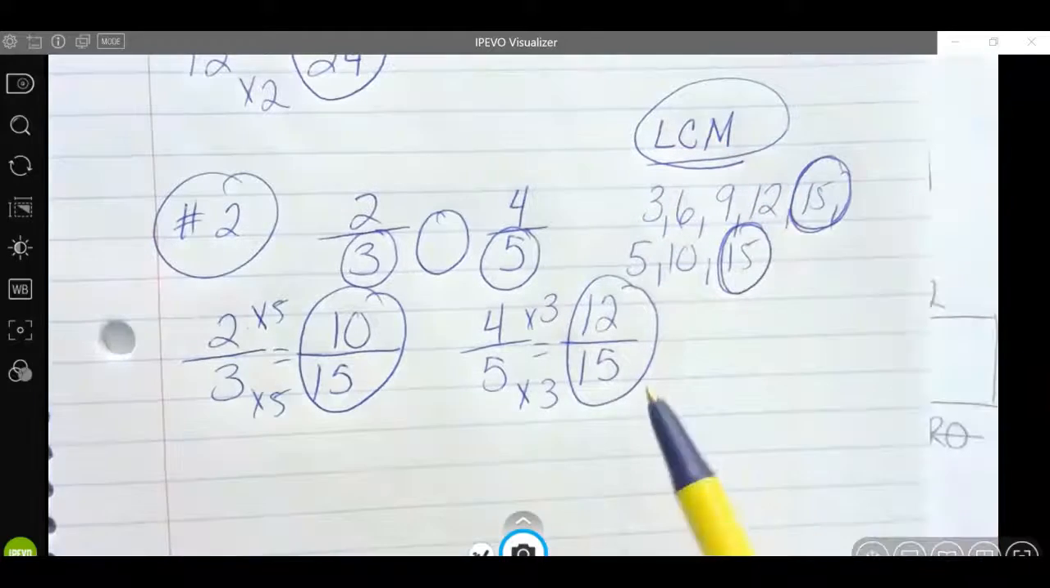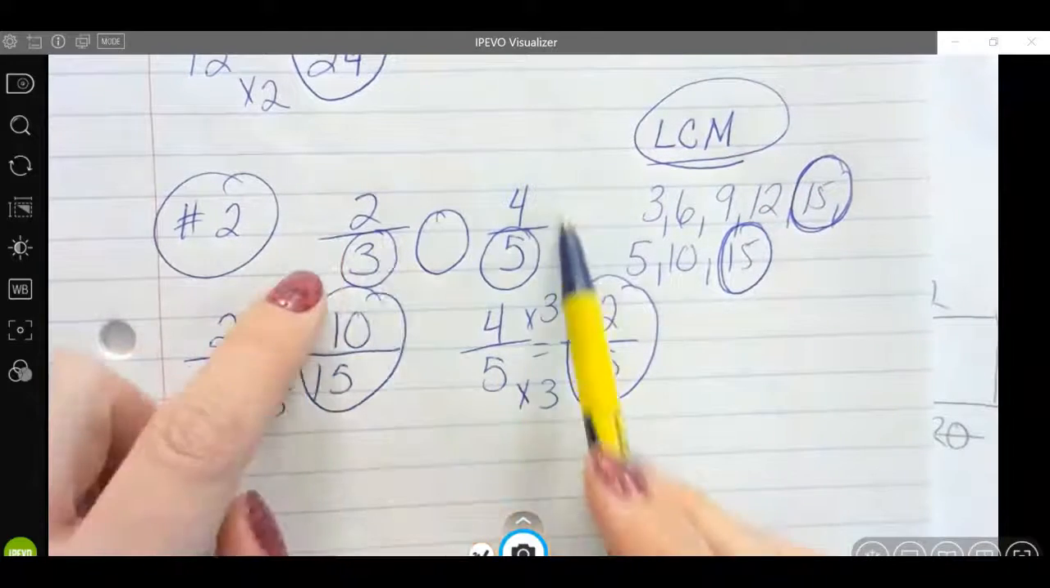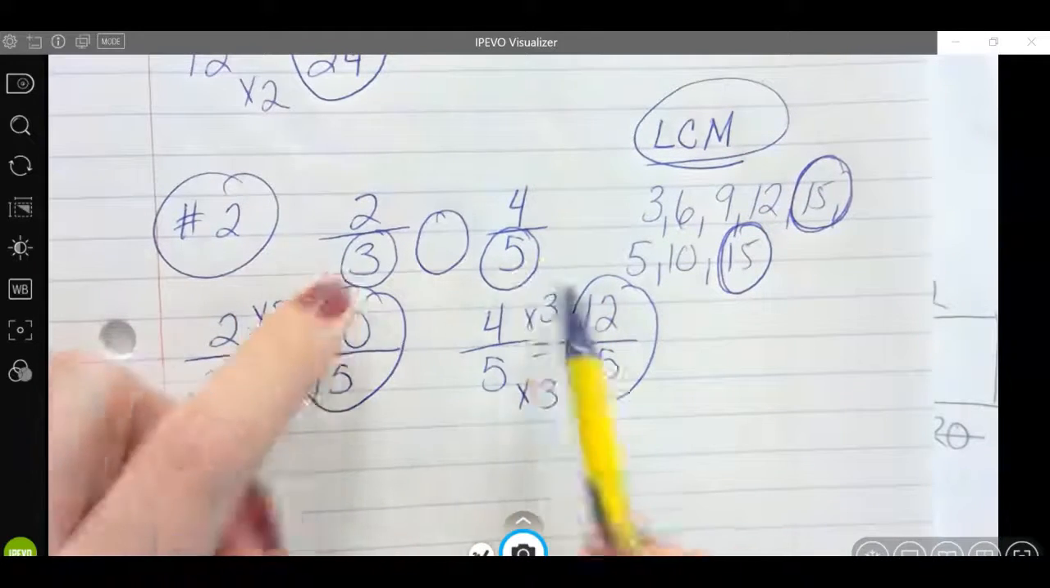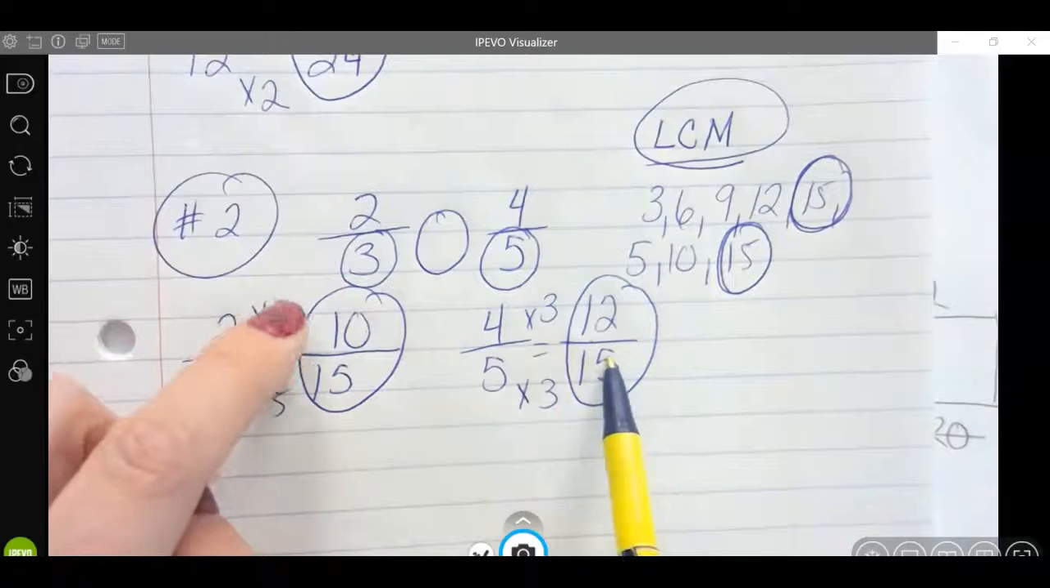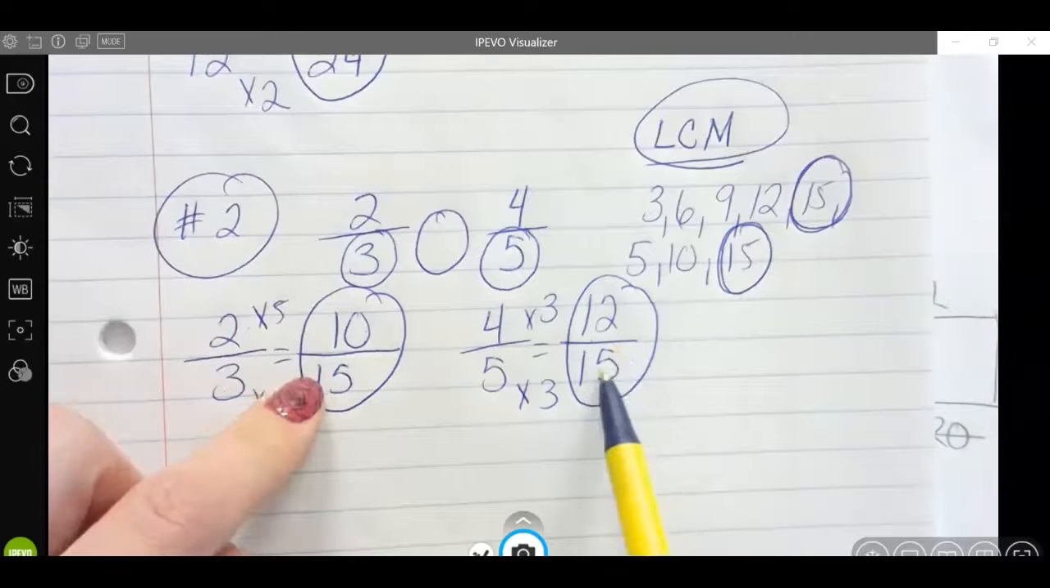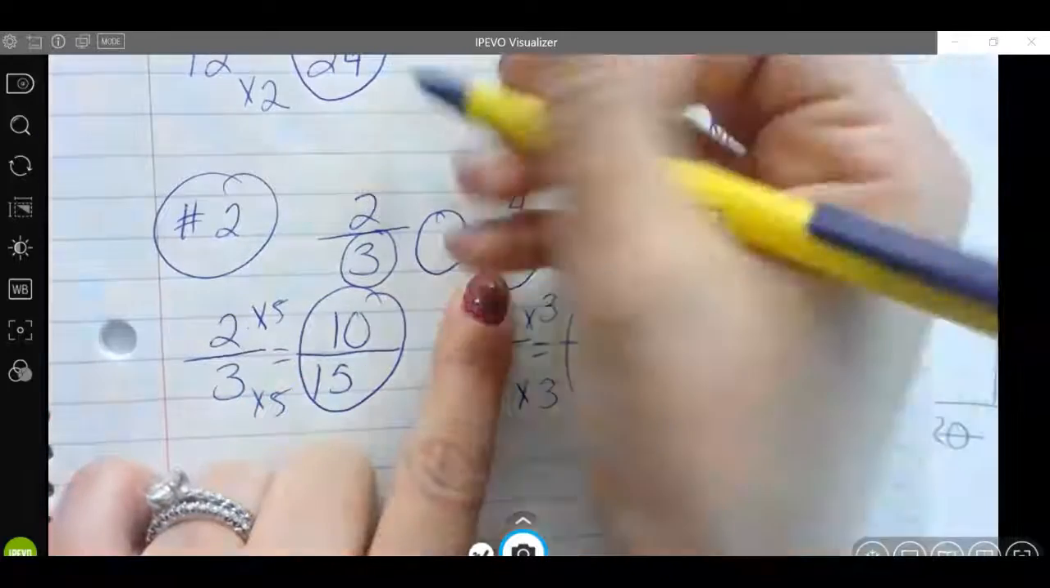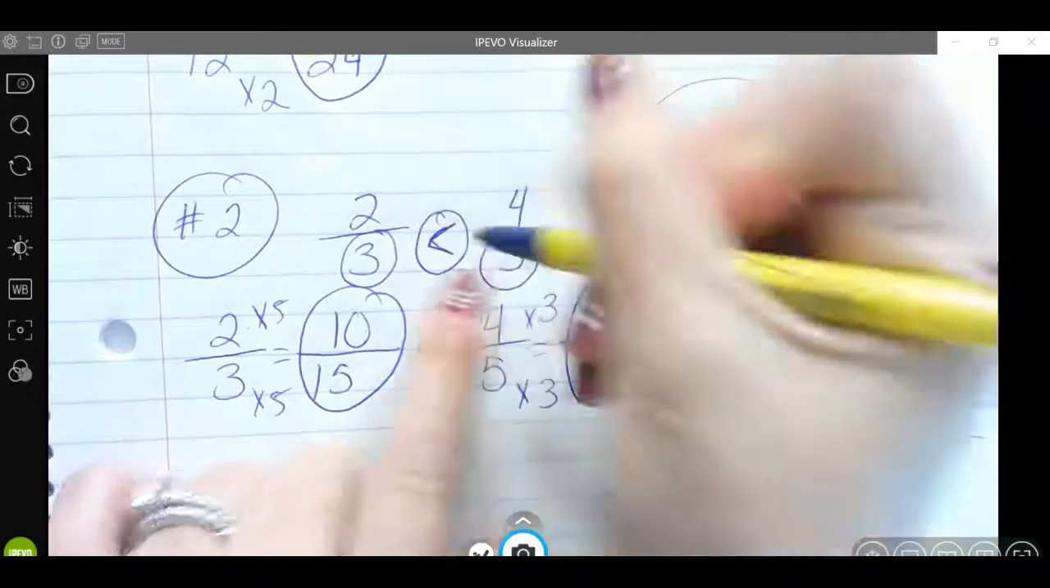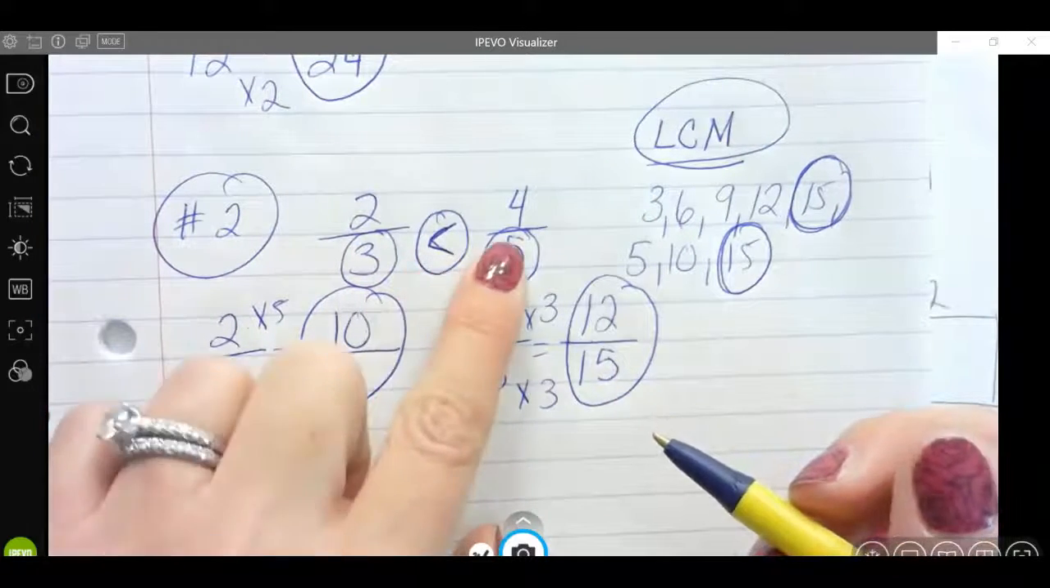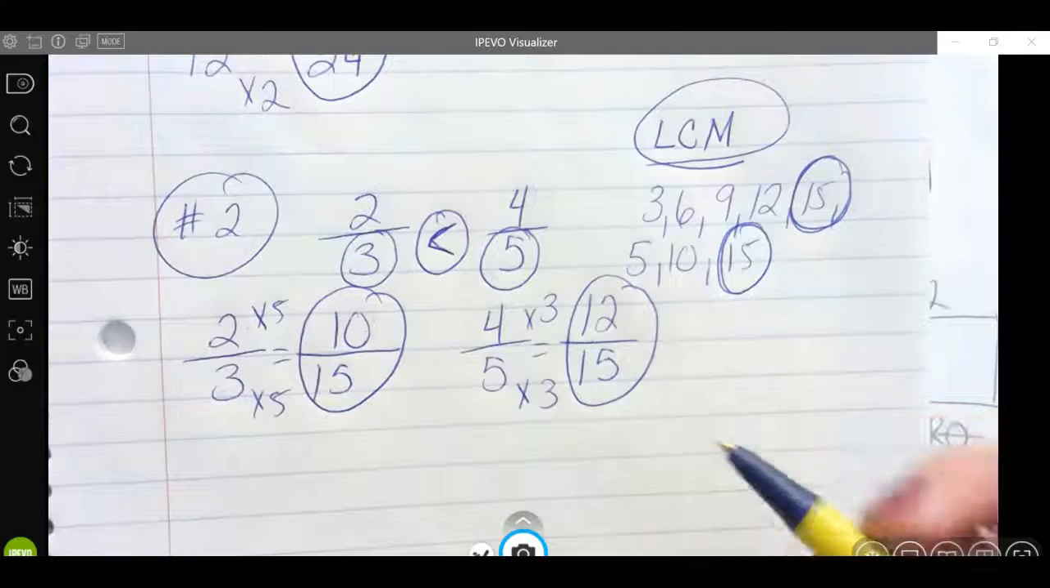So now we've made 2 equal fractions and we found a common denominator. So what is greater, 10/15 or 12/15? 12/15. 12/15. So that tells us that 2/3 is less than 4/5. Okay?